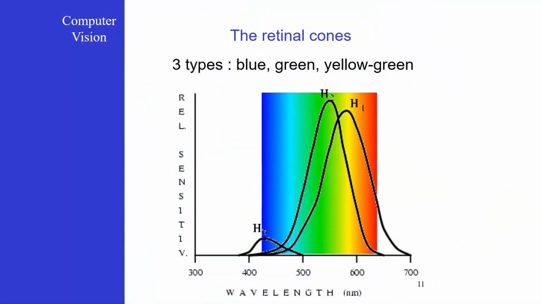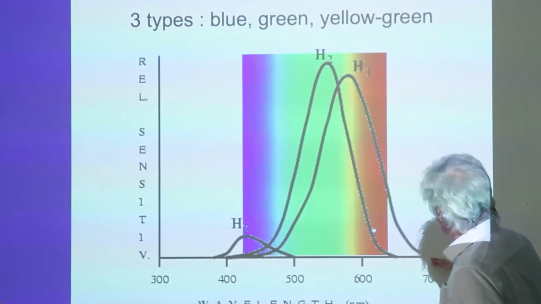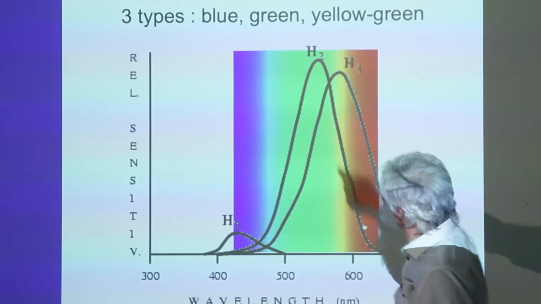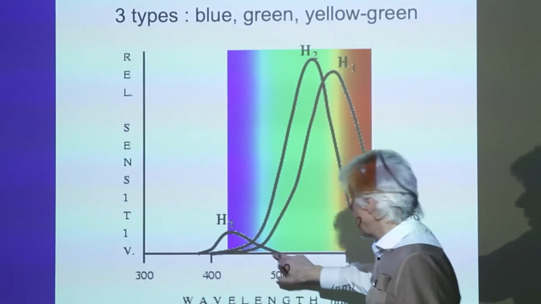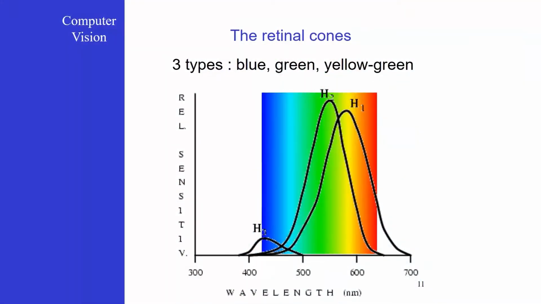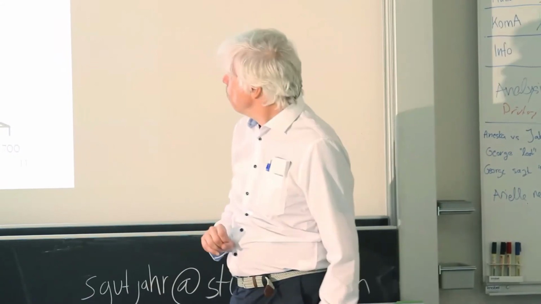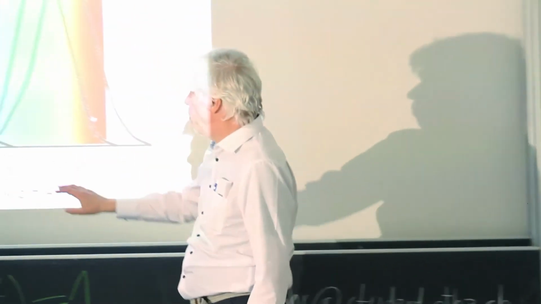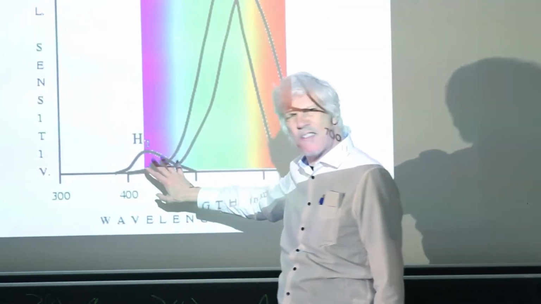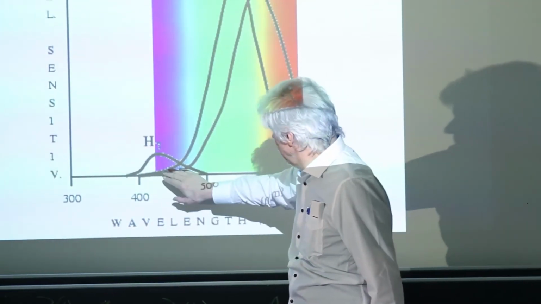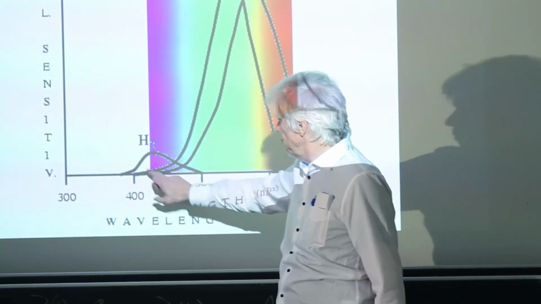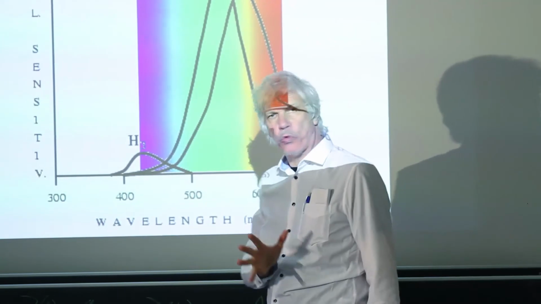And then you have these 3 curves, H1, H2, and H3. And they represent the sensitivities of the 3 types of cones that we have in our eye. And you see this kind of a bluish cone. It's less sensitive than the others. But it's mainly sensitive to short wavelengths.